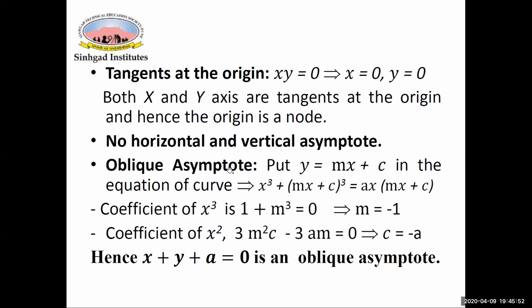Now, it will have an oblique asymptote. To find that oblique asymptote, substitute y equal to mx plus c in the equation of the curve. We have substituted over here, then simplify it. The coefficient of x cube will be 1 plus m cube and the coefficient of x square will be 3m square c minus 3am. Equate them to 0. It gives us m equal to minus 1 and c equal to minus a. So y is equal to minus x minus a. Hence our oblique asymptote is x plus y plus a equal to 0.